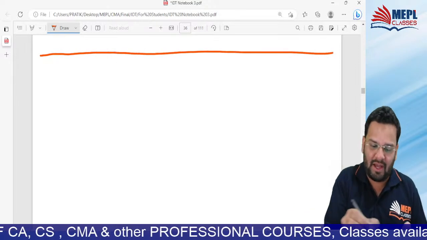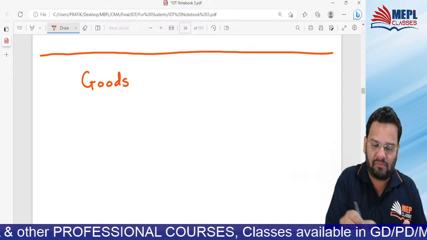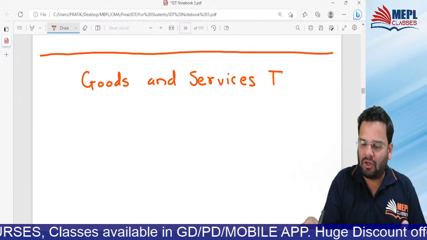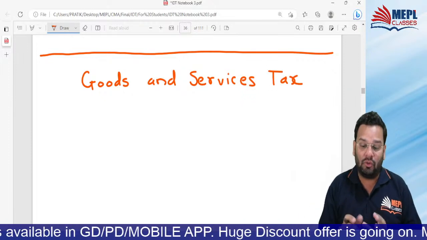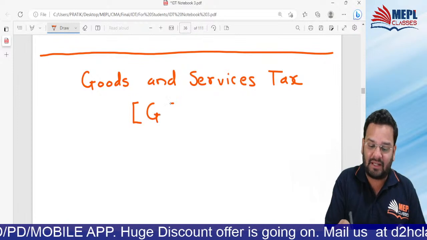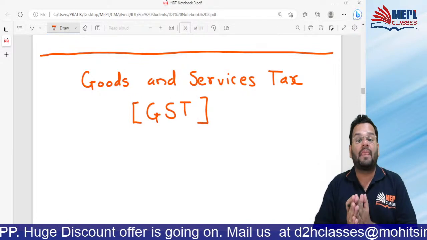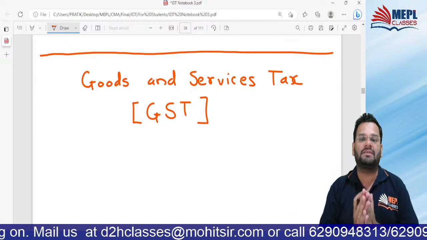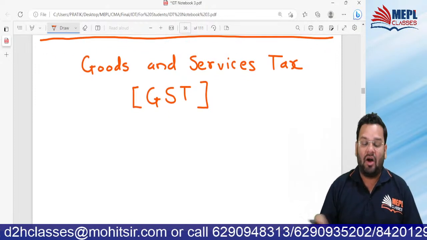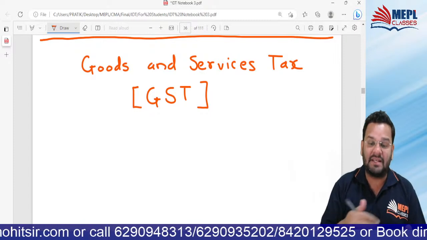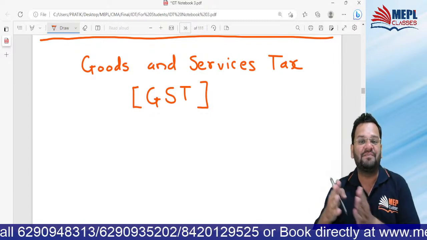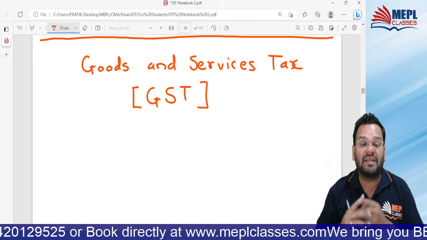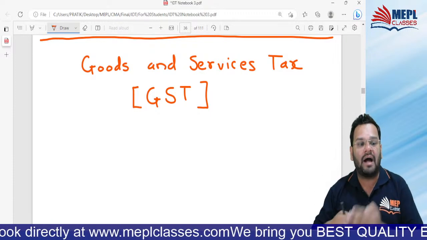So, goods and services tax. As you all know, this is an indirect tax, a destination based, consumption based indirect tax. On intrastate supply, that is supply within the state, there is CGST plus SGST, and on supply outside the state, that is interstate supply, there is IGST.